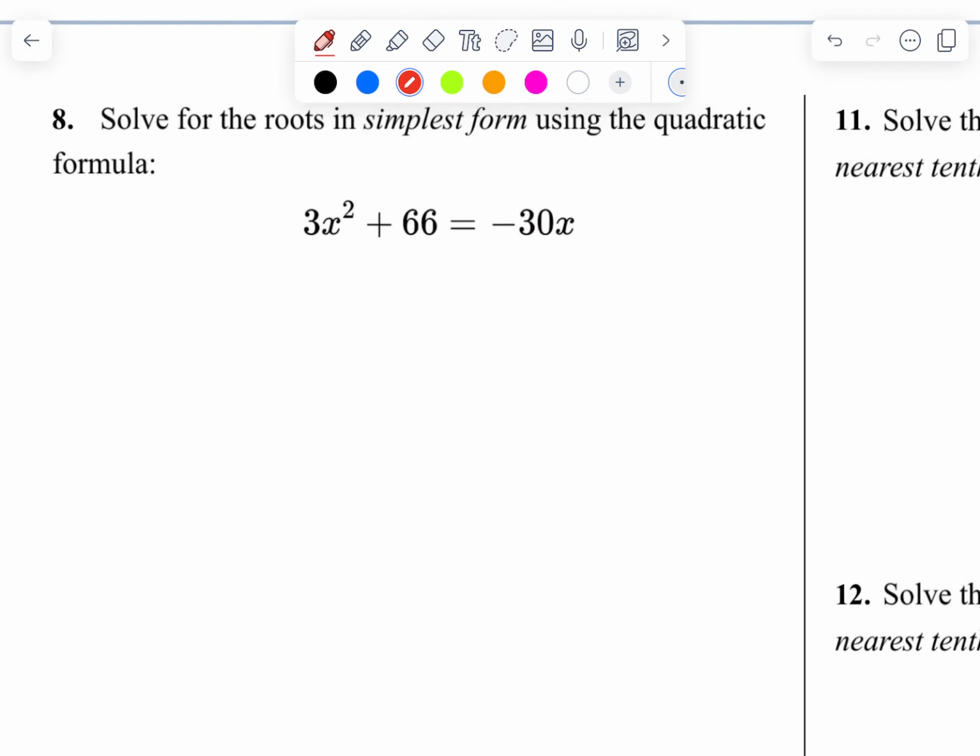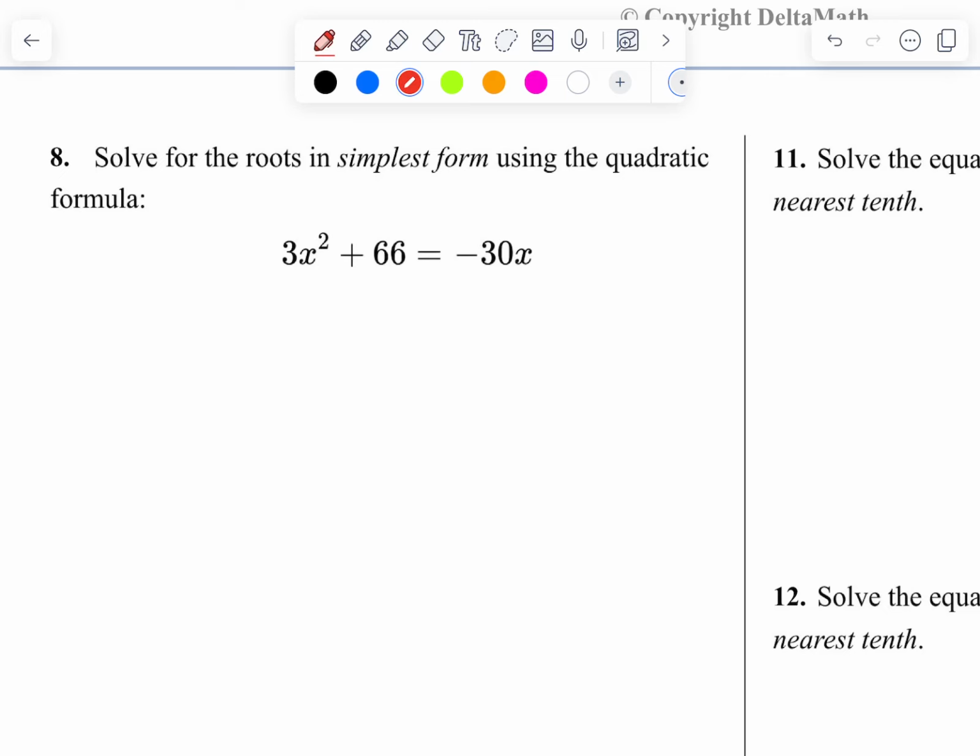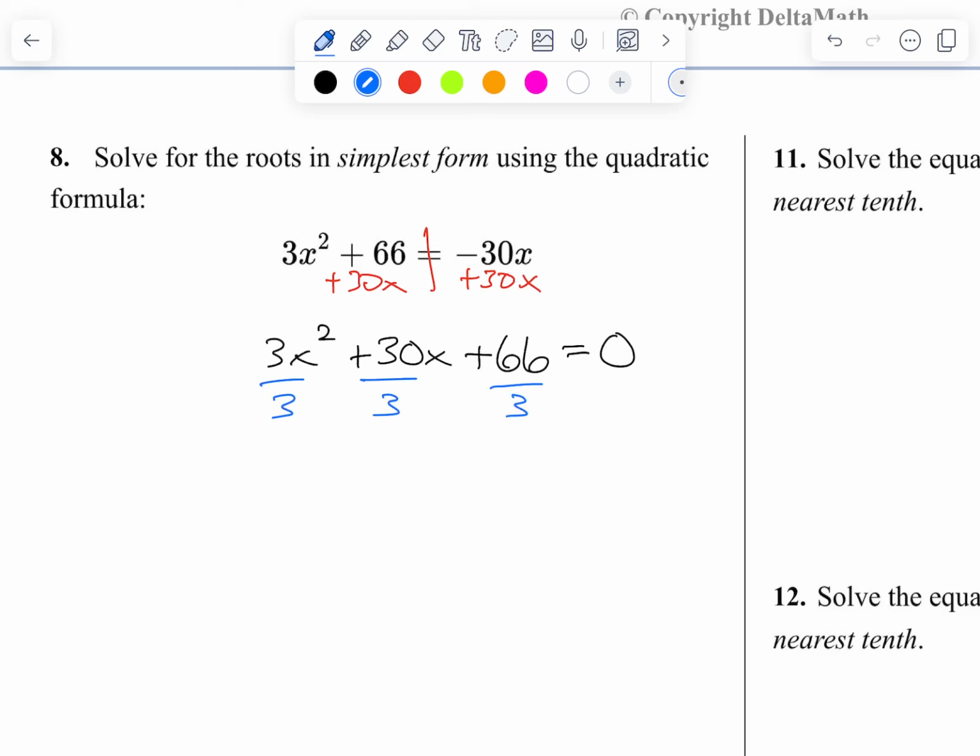Take a look at number 8. So solve for the simplest form using the quadratic. Going to have to add 30x to both sides. And I get 3x squared plus 30x plus 66 equals 0. Divide each thing by 3 because they're all divisible by 3 to make it simpler. So I pull a 3 out front. I get x squared plus 10x plus 22 equals 0.